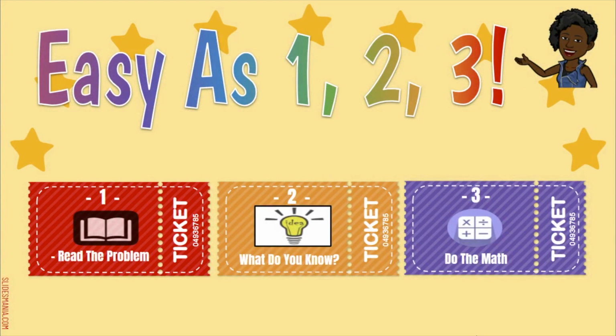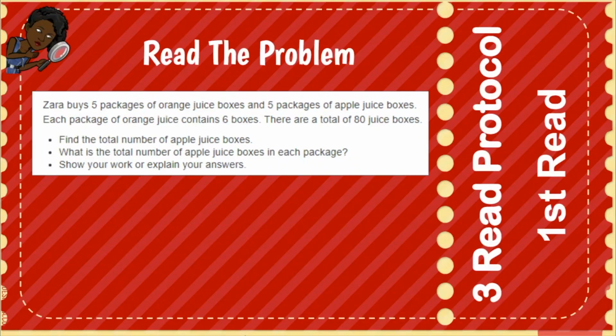Here are the steps we will follow as we solve today's problem. Step 1, we're going to read and understand the problem. Step 2, we're going to ask ourselves, what do we know that will help us to solve the problem? And step 3, we will solve the problem by doing the math. For the first read, I will read the problem to you. Then we will discuss what the problem is about.